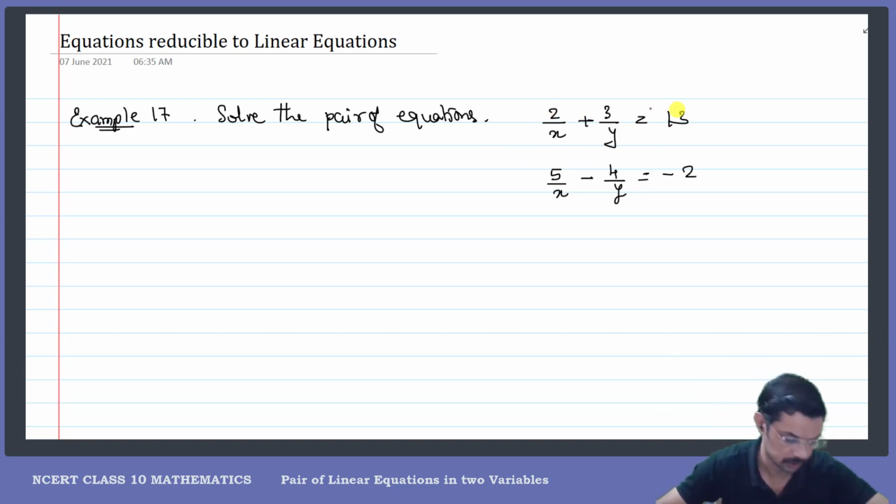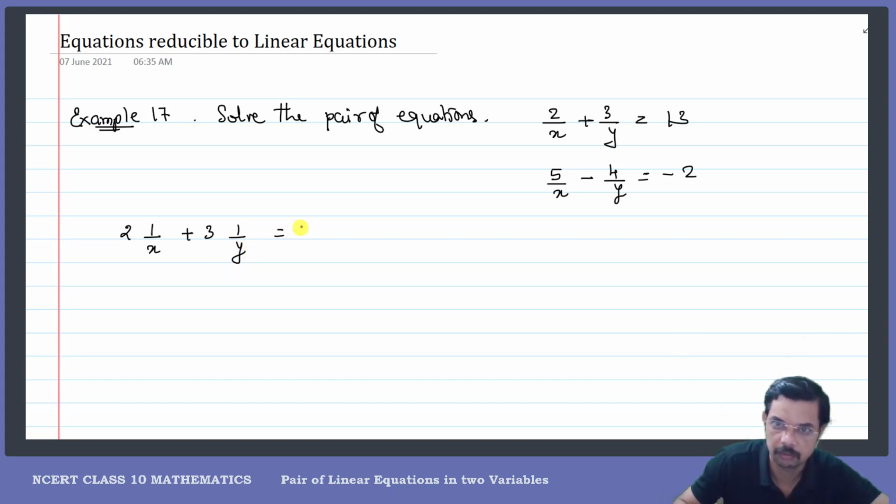So look carefully at this first equation. We can see it as 2 into something plus 3 into something equal to 13. Then here we see 5 into something minus 4 into something. So let us adjust it in that way. I am writing it a bit specially, as a rearrangement. 2 into 1/x plus 3 into 1/y is 3/y, right? But I am writing it separately, and that will be equal to 13.